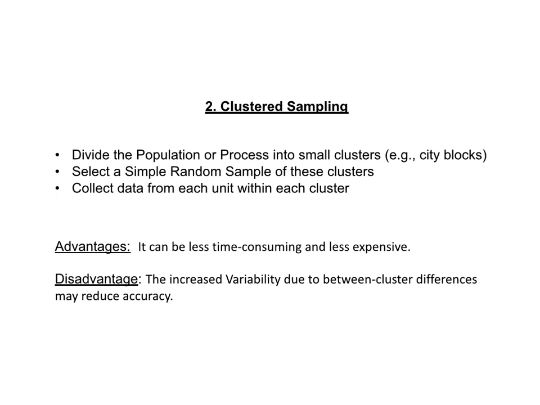The advantage is that we save time and money. In a given amount of time, a pollster can poll a lot more people walking door to door on a block instead of polling people widely spread across multiple city blocks. Also, one does not need a sampling frame listing all the individuals, just a list of all clusters. The disadvantage is that the increased variability due to differences between the clusters may reduce accuracy.